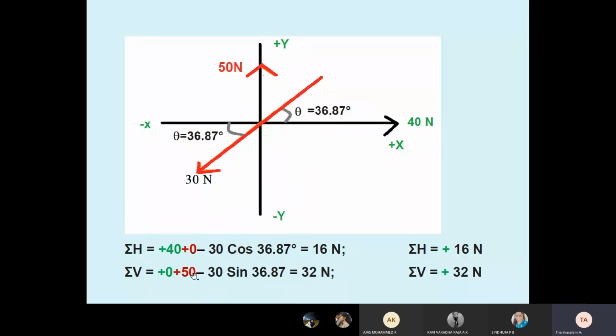Vertical component 50 Newton. The third force is acting in the third quadrant and is inclined with respect to the x axis. Third quadrant means x minus. Therefore, minus 30 cos 36.87. Y means minus y, third quadrant. Minus 30 sin 36.87. By using your calculator, you will get the summation of H is 60 Newton, summation of V is 30 Newton. Sindhuja, can you explain this diagram?